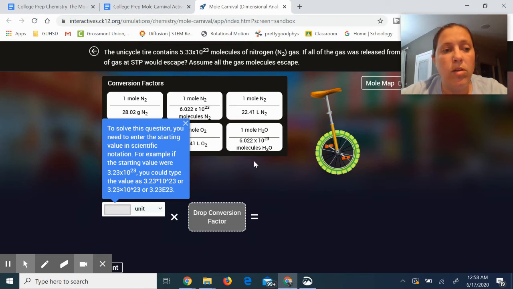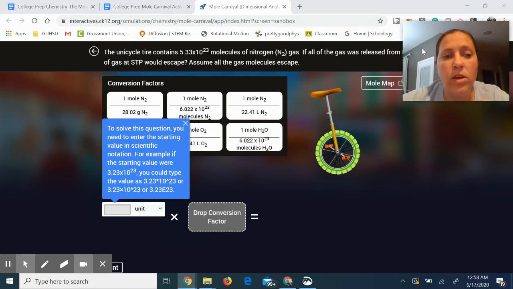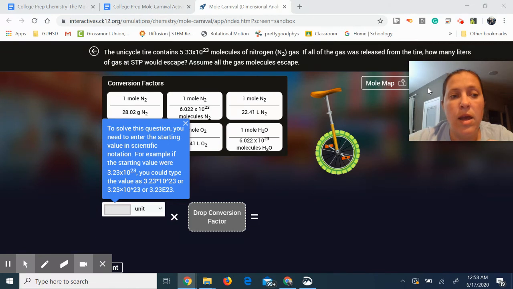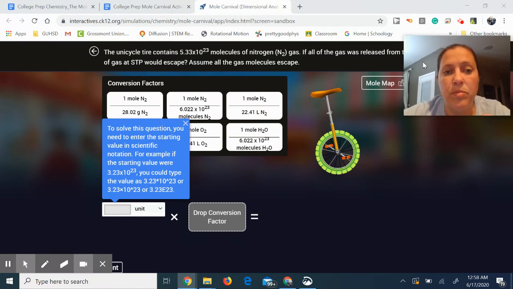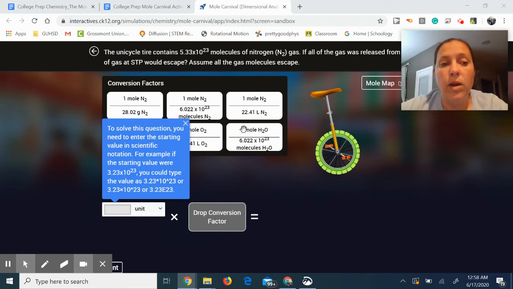The unicycle tire contains 5.33 times 10 to the 23 molecules of nitrogen gas. If all the gas was released from the tire, how many liters of gas at STP would escape? Okay, so what I'm going to do is type in my given value right here, which is 5.33 times 10 to the 23 molecules, and then I'm going to go from there.